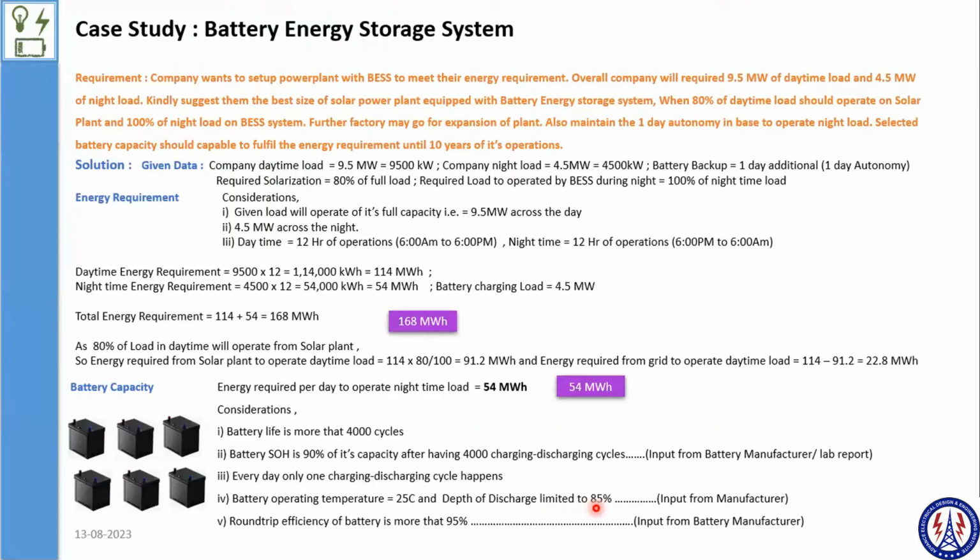This figure can go up to 90, 91, 92, sometimes 95, but very rarely. But the manufacturer always suggests this value at 85%. So this input you need to ask the manufacturer. The manufacturer will suggest you should operate at 85% DOD, or 90% DOD of the battery, not more than that. And the round trip efficiency you will also get from the manufacturer.